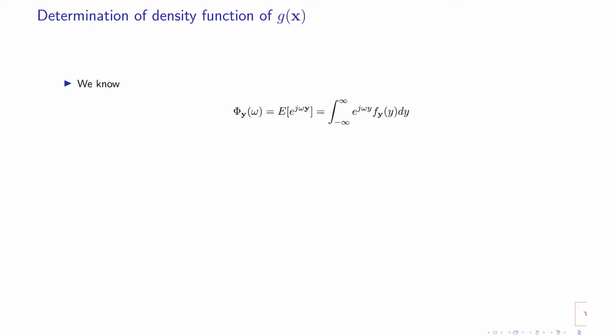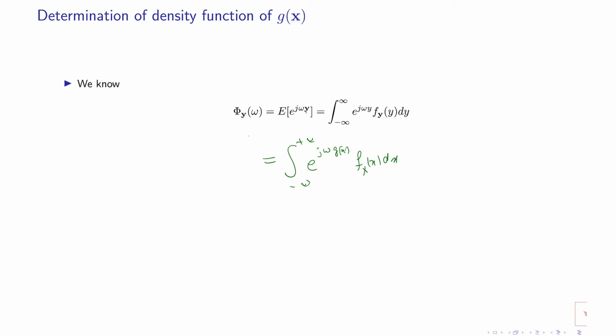So here what we know is that the characteristic function of y is given by this one. Now in this example you can replace y by g of x, and then this becomes the integral from minus infinity to plus infinity of e to the power of j omega g of x, times f x of x dx.